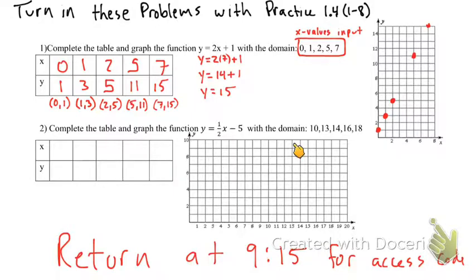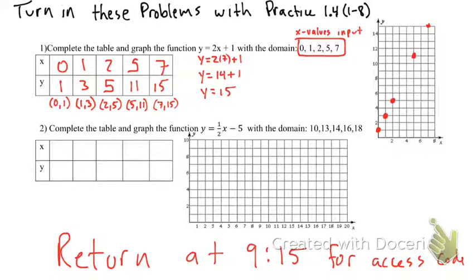So number 1, I completed it for you. For those of you who stayed on Zoom, you saw how it was done. Essentially, I just got my x values from here, which go into the top of the table, and I plugged in each x value for x, and it gave me my output, my y value, which is called your range. Combining the x and the y together, you get the points (0, 1), (1, 3), (2, 5), (5, 11), (7, 15), and that's what I plotted here.